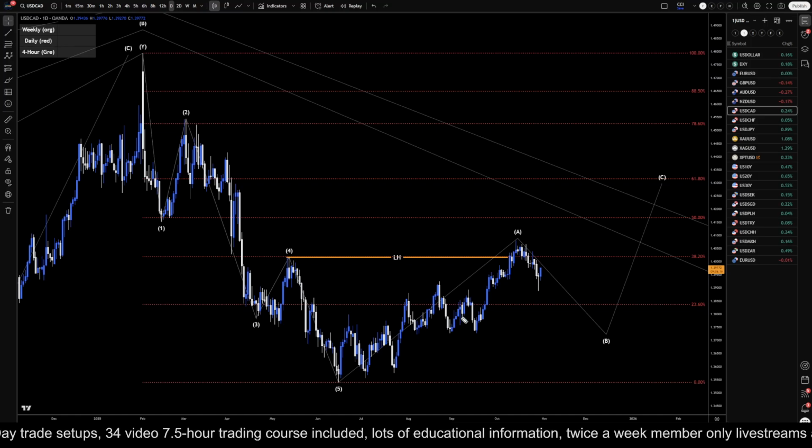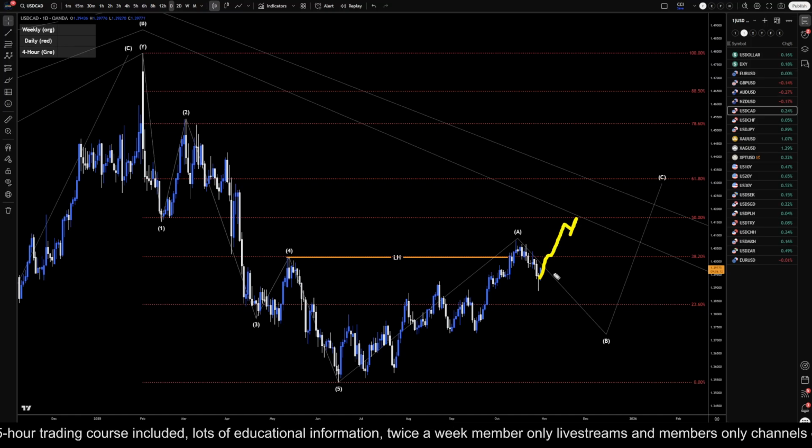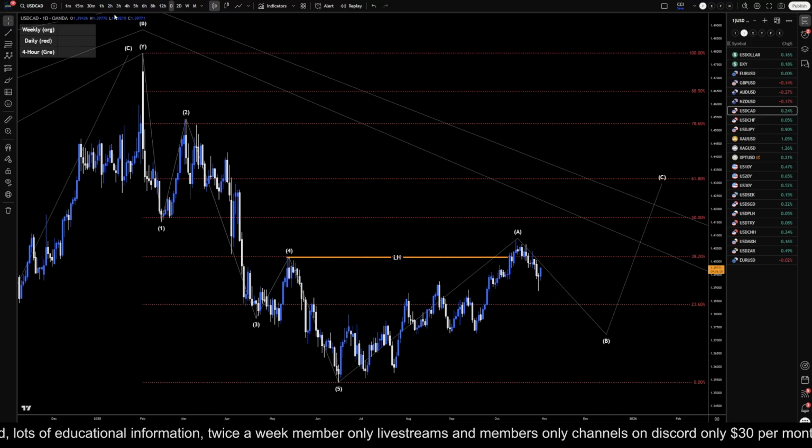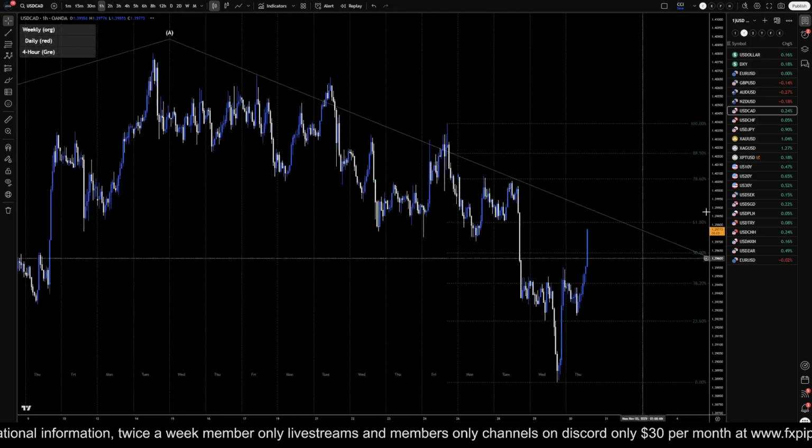But based on structure, we can't deny that this is an uptrend. And when you're in an uptrend, there's always a possibility that it just goes up and takes out the previous highs. Luckily, both scenarios, I'd be recommending longs on these time frames.